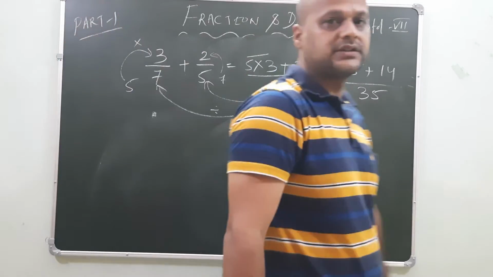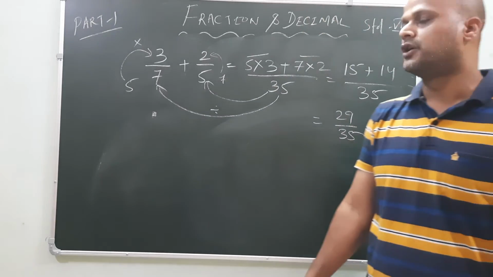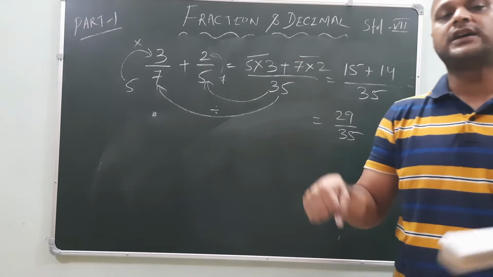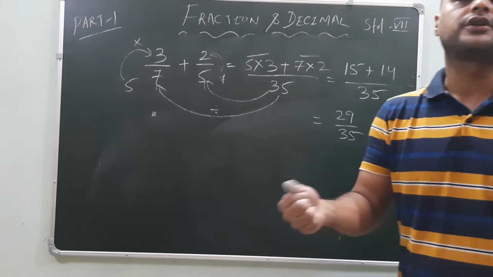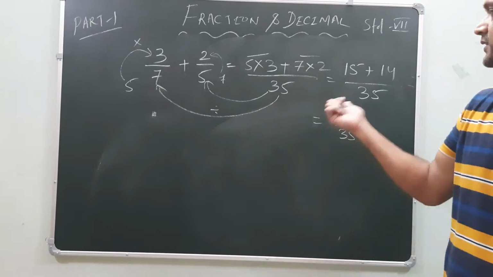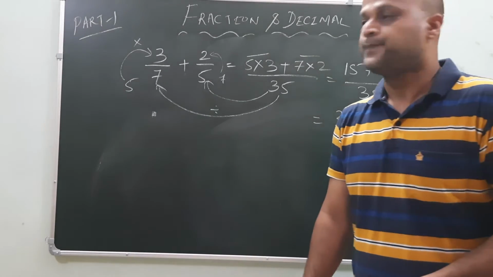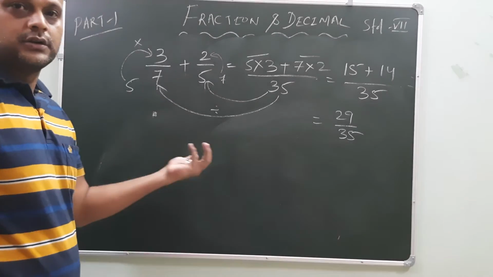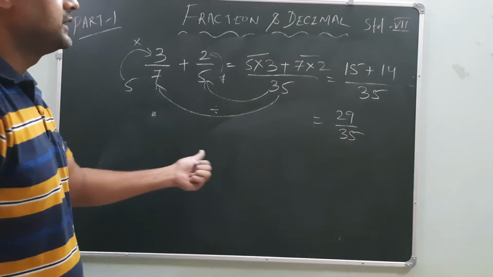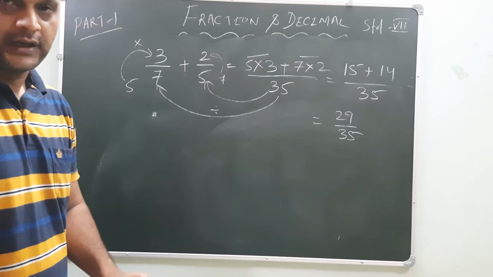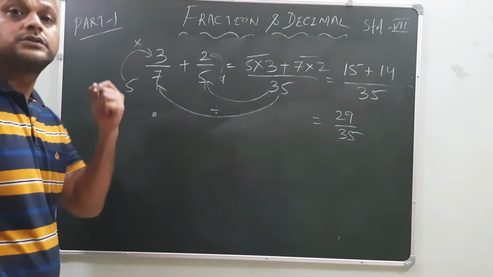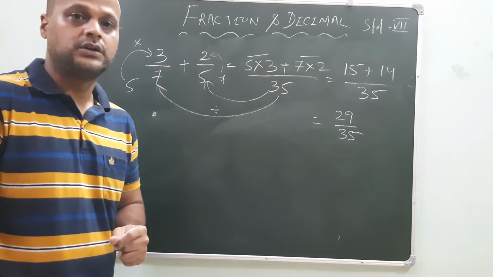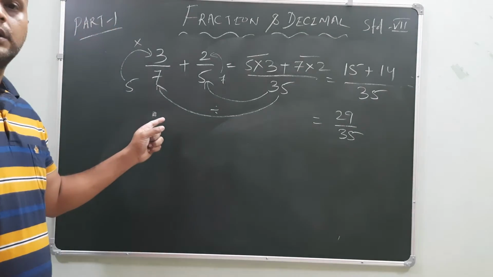So here we just found out what the result is if the denominators are same and how we do it, and what the result is if the denominators of the two fractions are different. Okay? Addition is over. Now come to the subtraction of the fractions.